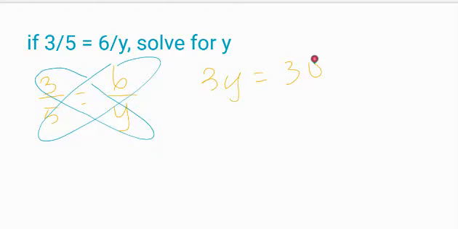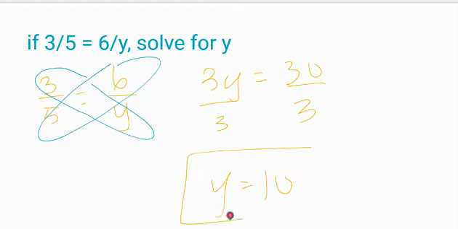Now, if we want to isolate y, we just have to divide by this coefficient in front of y, which is 3. When we divide both sides by 3, we get y equals 10. So that's just one way that we can use proportions to solve for these kinds of problems.